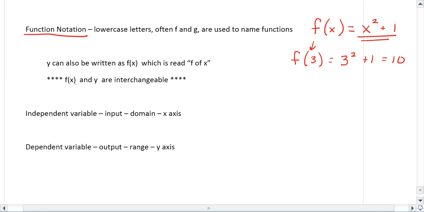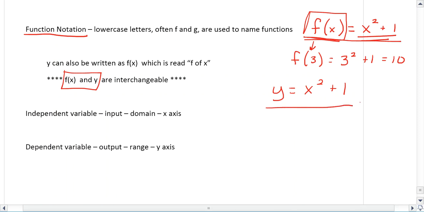What freaks people out sometimes is that f of x and y are interchangeable. Now, we don't have an f of x button on our calc, so it's handy for when we need to enter things. When I say interchangeable, I mean that we could take out this f of x and put in the letter y. So f of x equals x squared plus 1 and y equals x squared plus 1 are the exact same thing. Writing it like this is nice because then we can enter x squared plus 1 on our calculator and graph the parabola very nicely. So just a reading lesson about function notation.